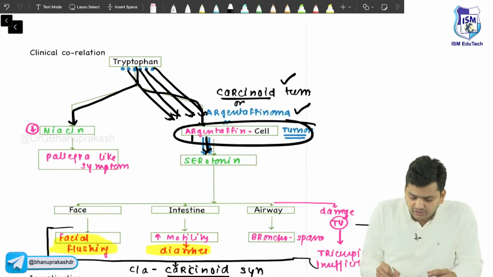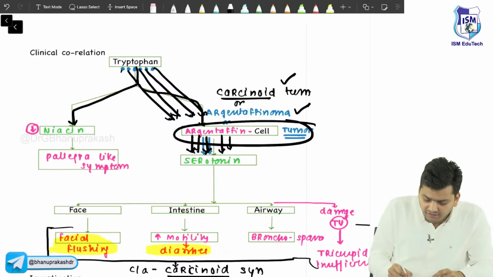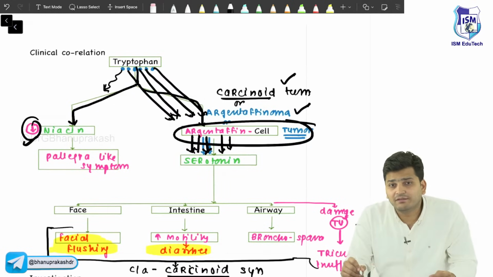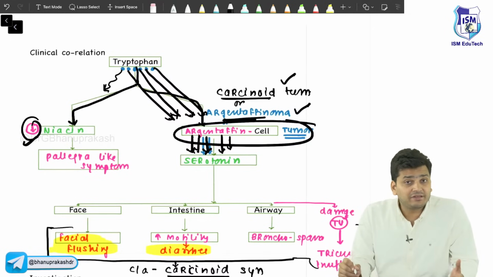And this tryptophan will convert into more and more serotonin. A lot of serotonin will be made. And because the tryptophan is going in that direction, very little tryptophan can convert into niacin. So there is going to be deficiency of niacin, meaning pellagra-like symptoms. So a patient of argentaffinoma or carcinoid, how is he going to present? He will have pellagra-like symptoms.